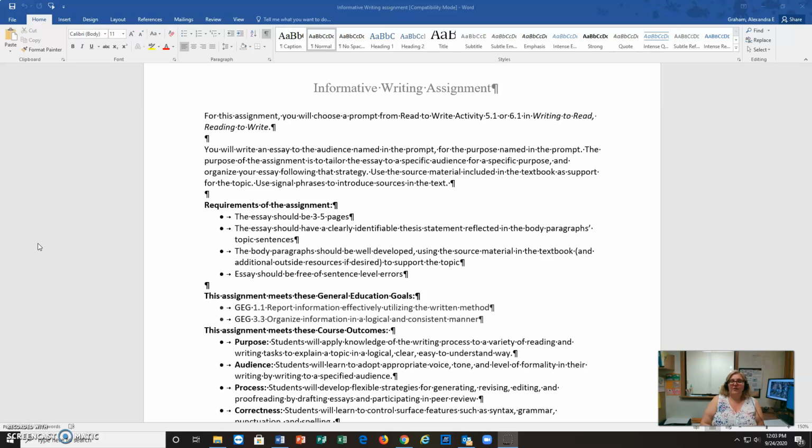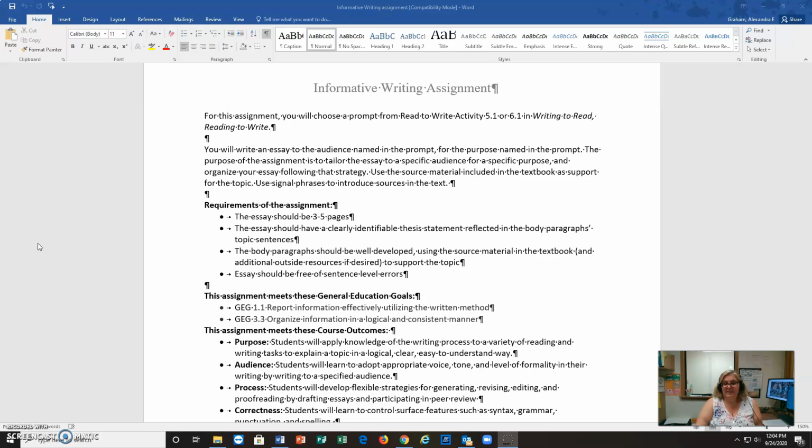Your body paragraphs should be well developed. That means going beyond the 5 sentences of a paragraph. I'm looking for the 7 to 12 sentence paragraph here. You should be using your source material to create that third level of detail that I'm looking for, and we've talked about that in the 5-paragraph essay lecture. And it should be free of sentence level errors, which is something we're going to be working on all the way through the semester.